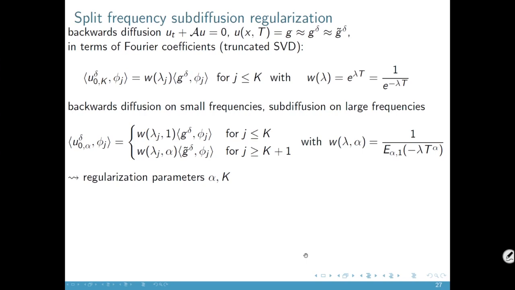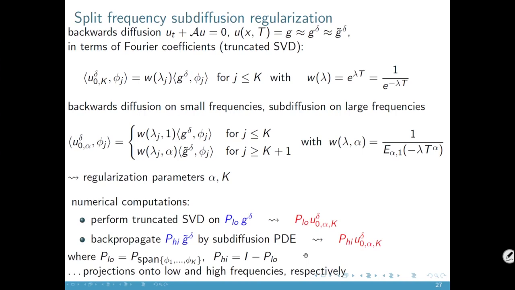So to compare what spectral cutoff does with this split frequency subdiffusion, we take what we get out of spectral cutoff, that's this upper part here, we sum up to capital K, but we don't throw away the rest. Instead, we also use the remaining high frequencies and try to get out of them what we can in a stable way.